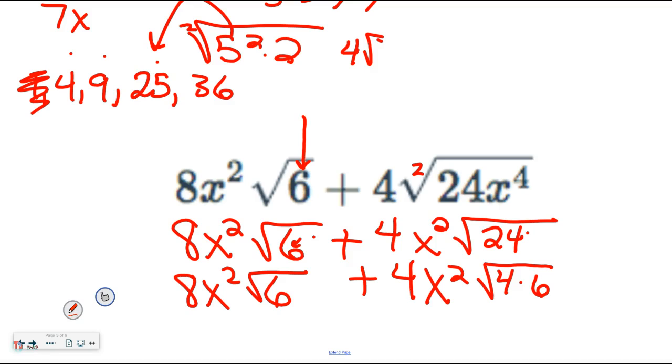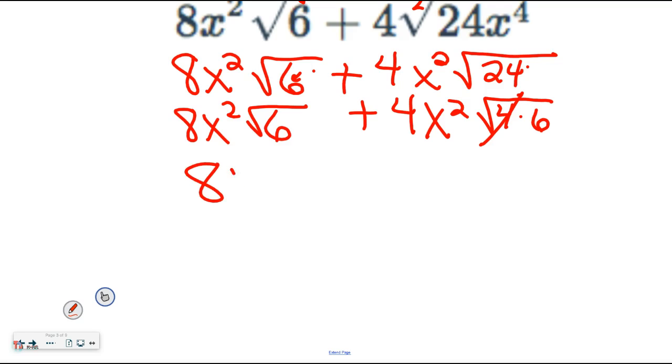The only problem is, let's take care of this. The reason we chose 4 is we know its root. What's the square root of 4? 2, right? That's why Mason said, oh, they're going to be the same thing. And they are. So we'd have the 8x squared times the square root of 6, which nothing could be done with that.